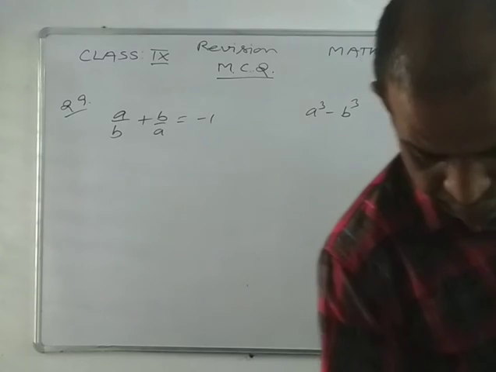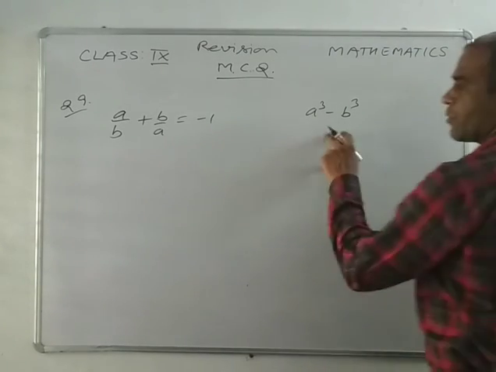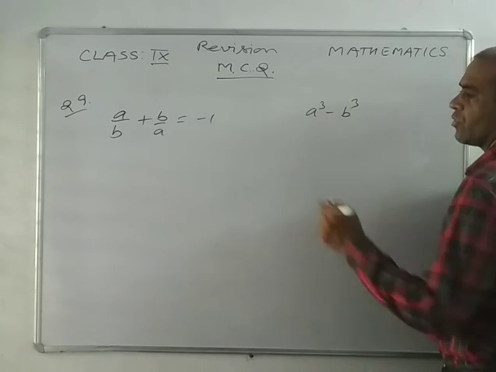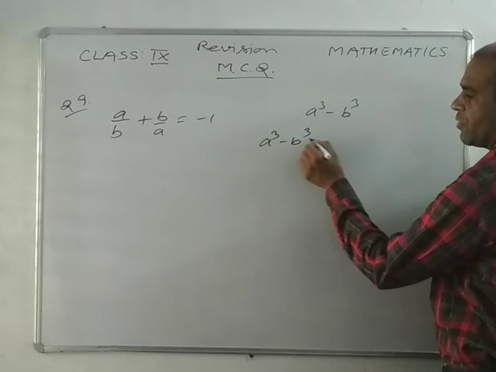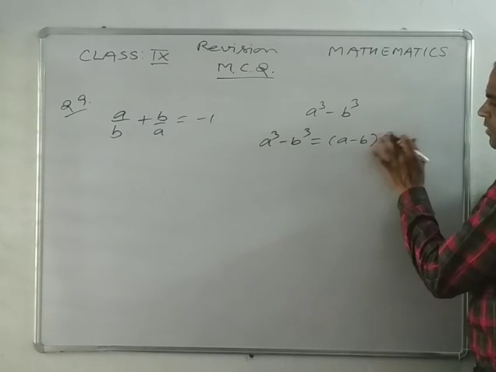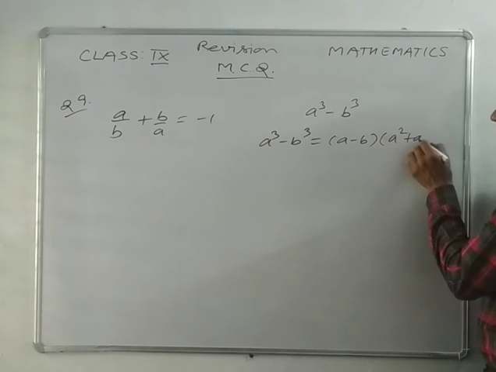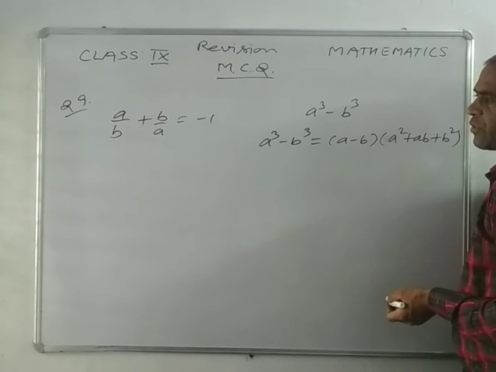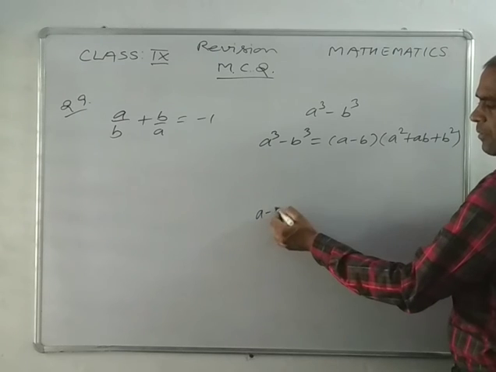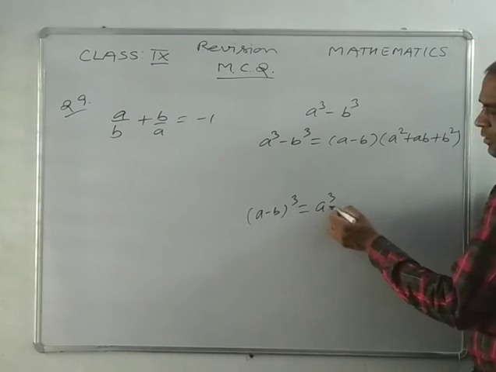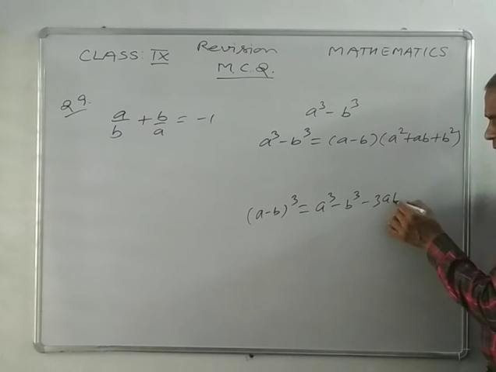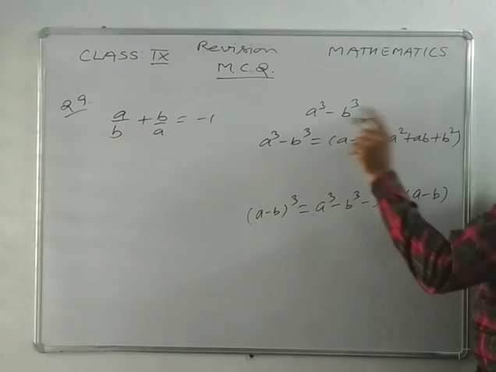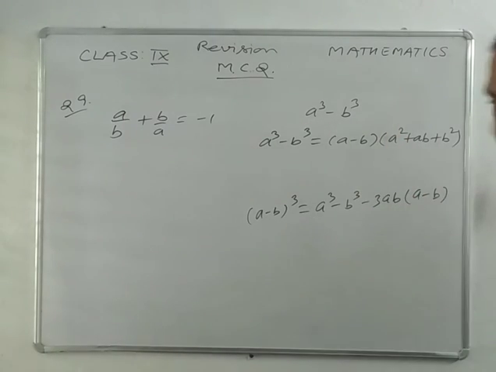Now for a cube minus b cube, you should know the identity of a cube minus b cube. The identity of a cube minus b cube is of two types. One, a cube minus b cube is a minus b in the first bracket and in the second bracket a square plus ab plus b square. This will do the work. And another we can use is a minus b whole cube, which is a cube minus b cube minus 3ab into a minus b. But in this question we are solving with the help of this identity.